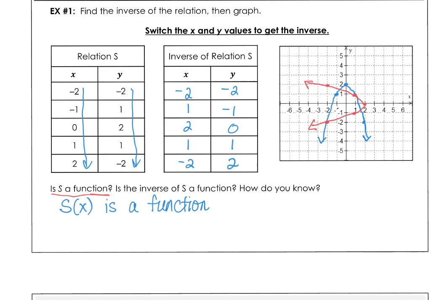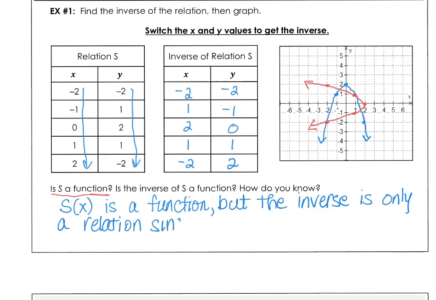S of x is a function. It passes the vertical line test. But the inverse relation is only a relation since it fails the vertical line test. Okay, so S of x is a function, but the inverse is simply a relation. It's not a function.